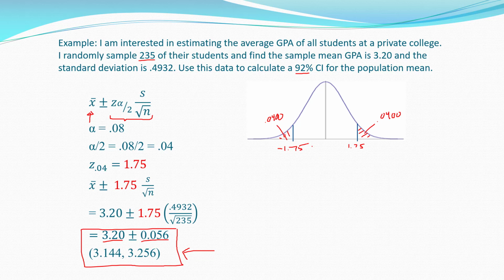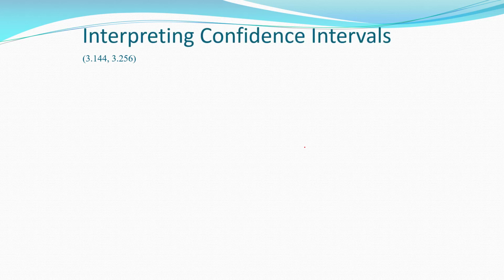I'd like you to be able to find the 1.75 number in the table, or use Excel for that matter. I'd like you to be able to find the z-value that's necessary. It's not a skill we really, really need for confidence intervals, but it is a skill we're going to need for hypothesis tests a little bit later this semester. But that's the calculations. Now we get to interpret that confidence interval.